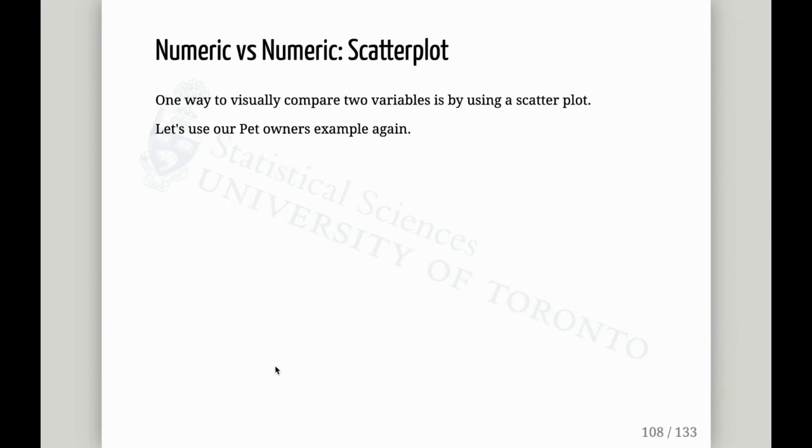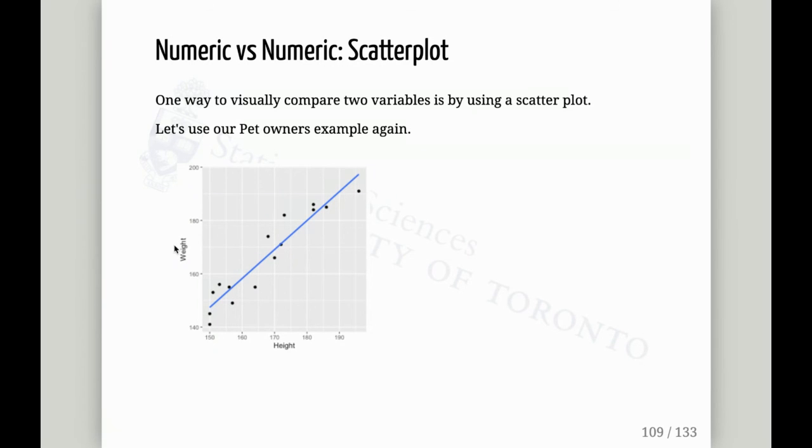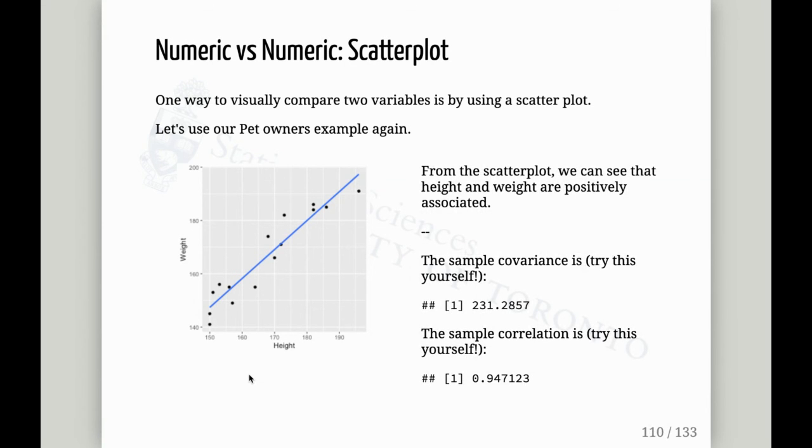One way to visually compare two variables is by using a scatter plot. So we're going to use our pet owner's example again. Right here, I'm just going to compare our two numeric variables, height and weight. As you can see, it seems like as height increases, weight also increases. This makes sense. So we can say that they're positively correlated or positively associated, because as one grows, the other one grows as well. I've calculated the sample covariance for you. It's here. You could try it yourself.